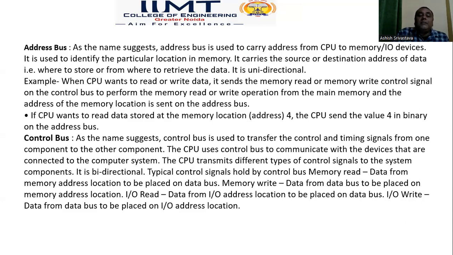For example, when the CPU wants to read or write data, it sends a memory read or write signal on the control bus to perform the memory read or write operation on main memory, and the address of the memory location is sent on the address bus. If the CPU wants to read data stored in memory location 4, the CPU sends the value 4 in binary on the address bus.